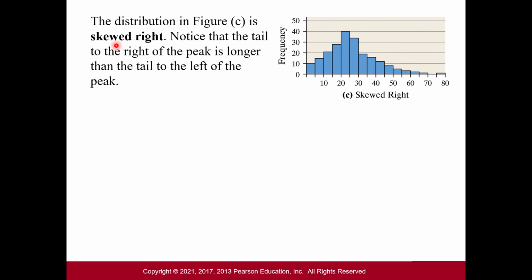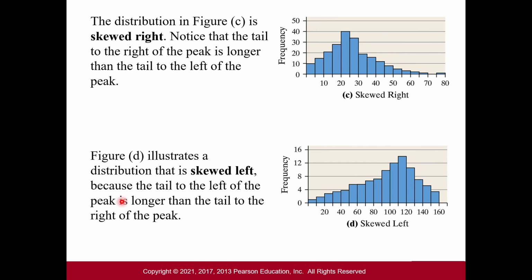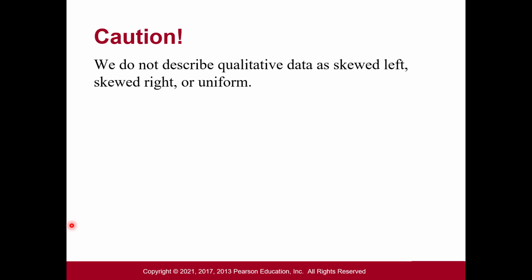The last 2 are skewed right and skewed left. A distribution that's skewed right looks like this, where the tail of the graph goes down to the right. So the tail to the right of the peak is longer than the tail to the left of the peak. So it's longer toward the right side. And the opposite of this would be skewed left, because the tail is longer in this direction to the left.